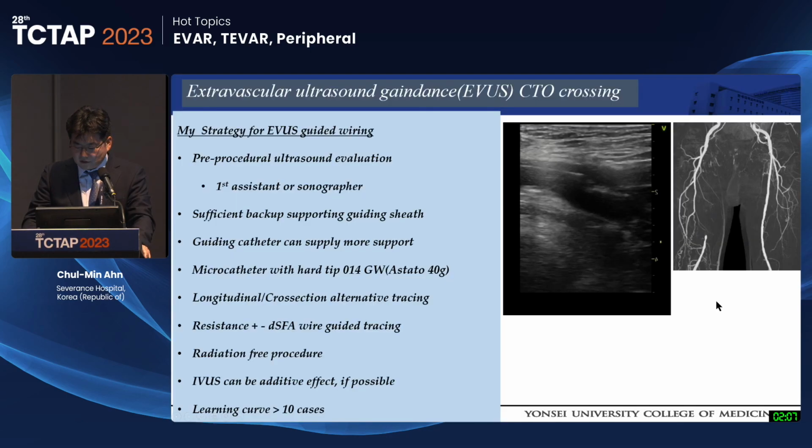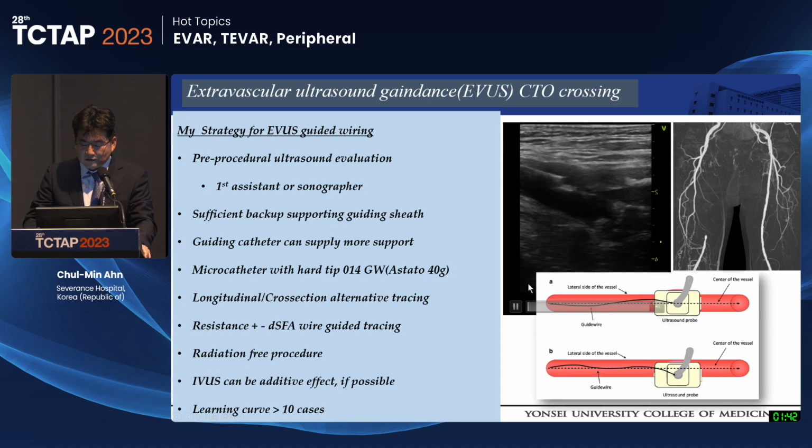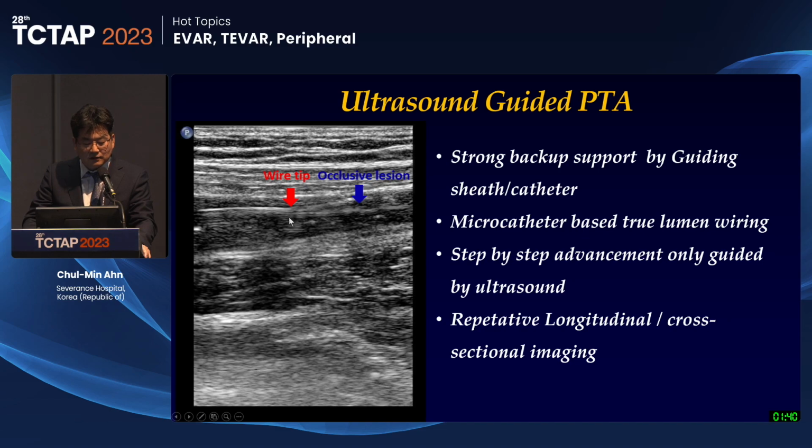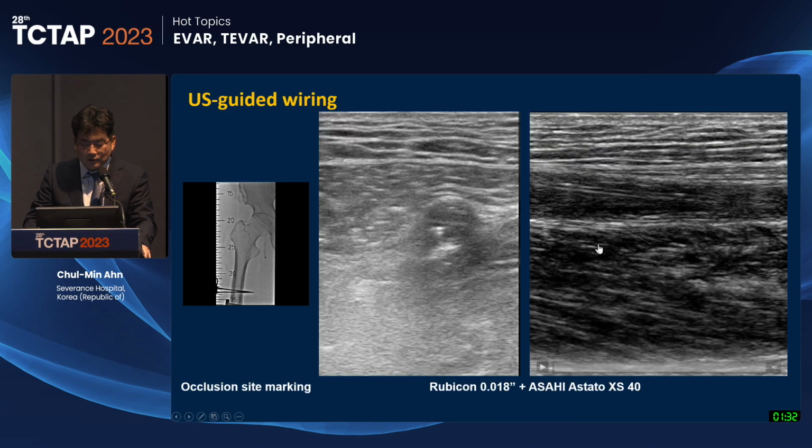And sometimes the IVUS was a very good method for the long lesion, especially in long SFA CTO. So it's a fluoroscopy-vulnerable portion. So the first assistant, the sonographer, made the imaging, visualizing the SFA, and then traced the wire with a microcatheter and then some hard wire.